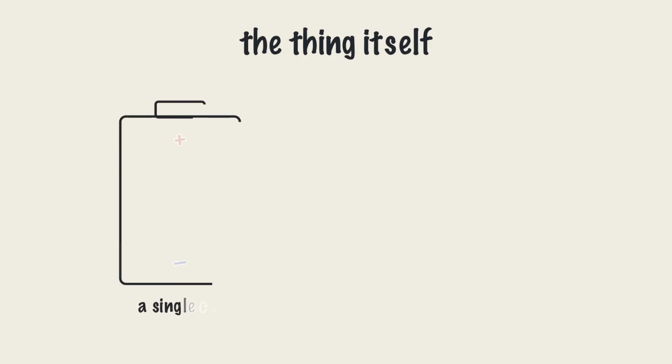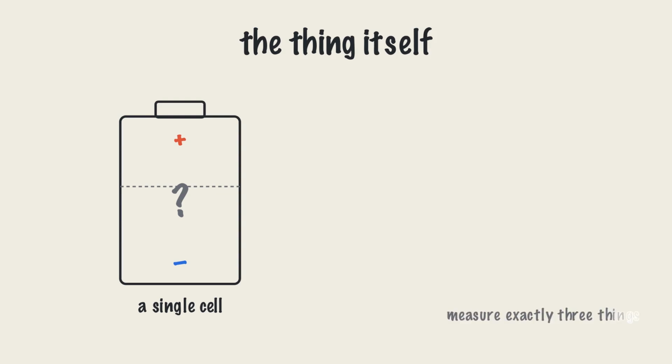Let us start with the thing itself. A single battery cell, welded shut. You cannot open it while it is working. From the outside, you can measure exactly 3 things. Voltage at the terminals, current going in or out, temperature on the case. That is the whole conversation the cell will have with you.